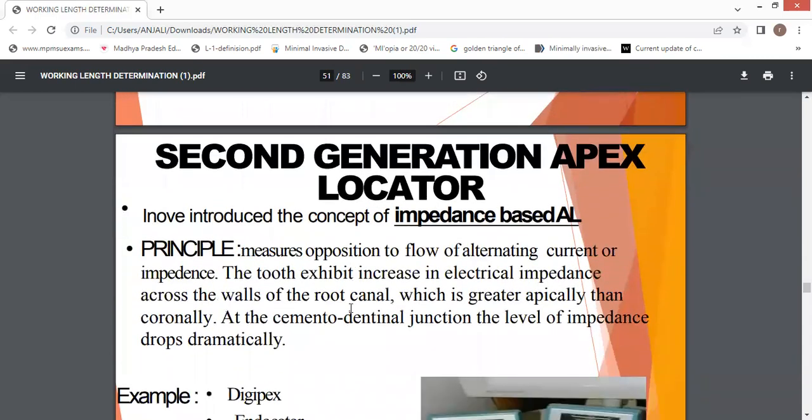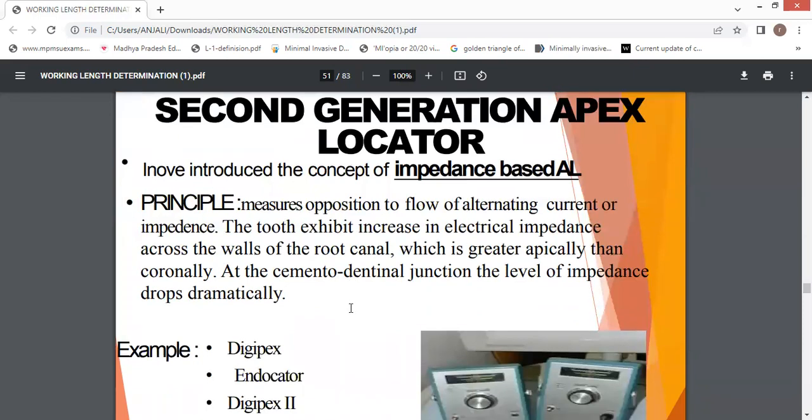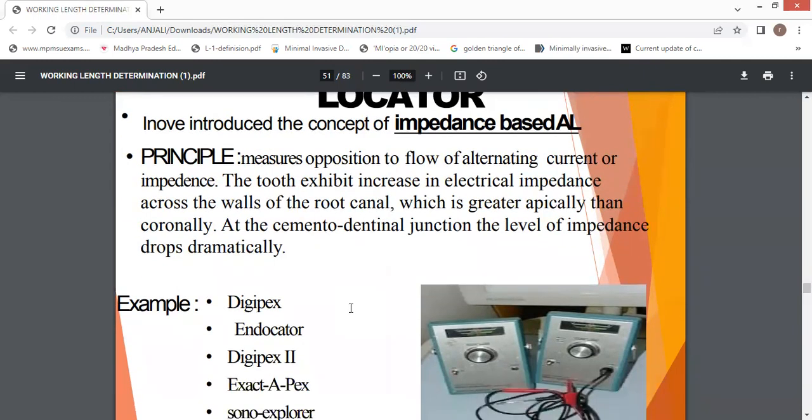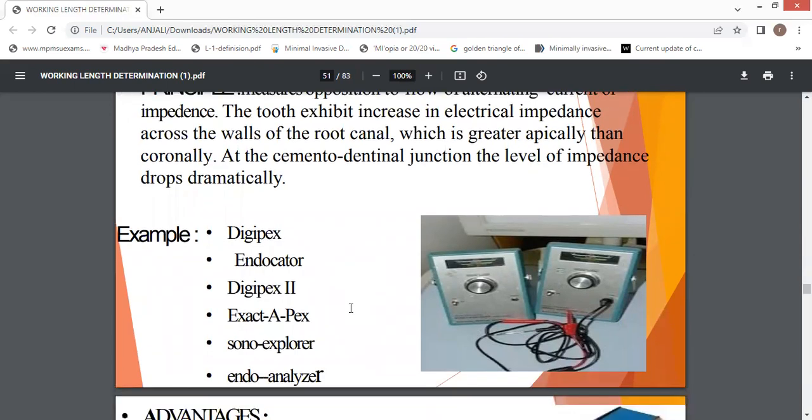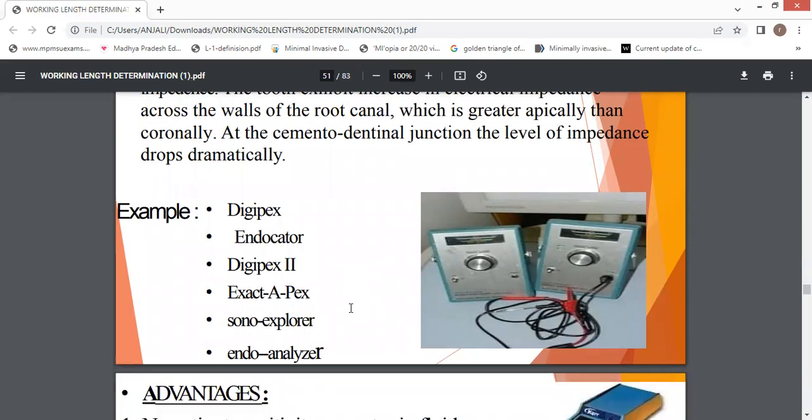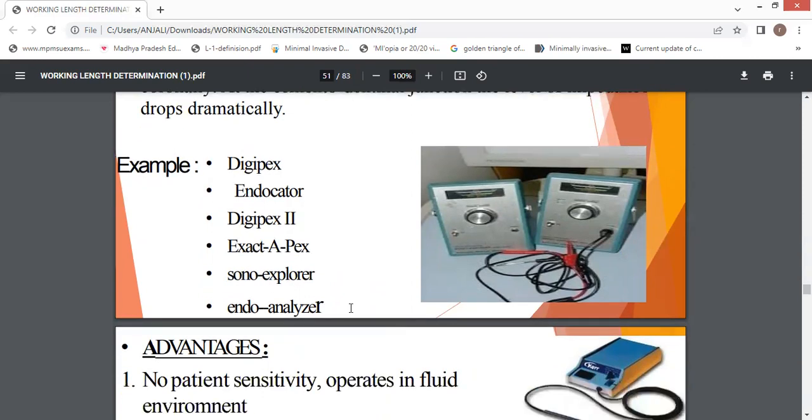Second generation apex locators introduced the concept of impedance-based ALs, and the principle is that they measure opposition to the flow of alternating current, or impedance. The tooth exhibits an increase in electrical impedance across the walls of the root canal, which is greater apically than coronally. At the cemento-dentinal junction, the level of impedance drops dramatically. The examples are Digipex, Endocator, Digipex 2, Exact Apex, Sono Explorer, and Endo Analyzer.